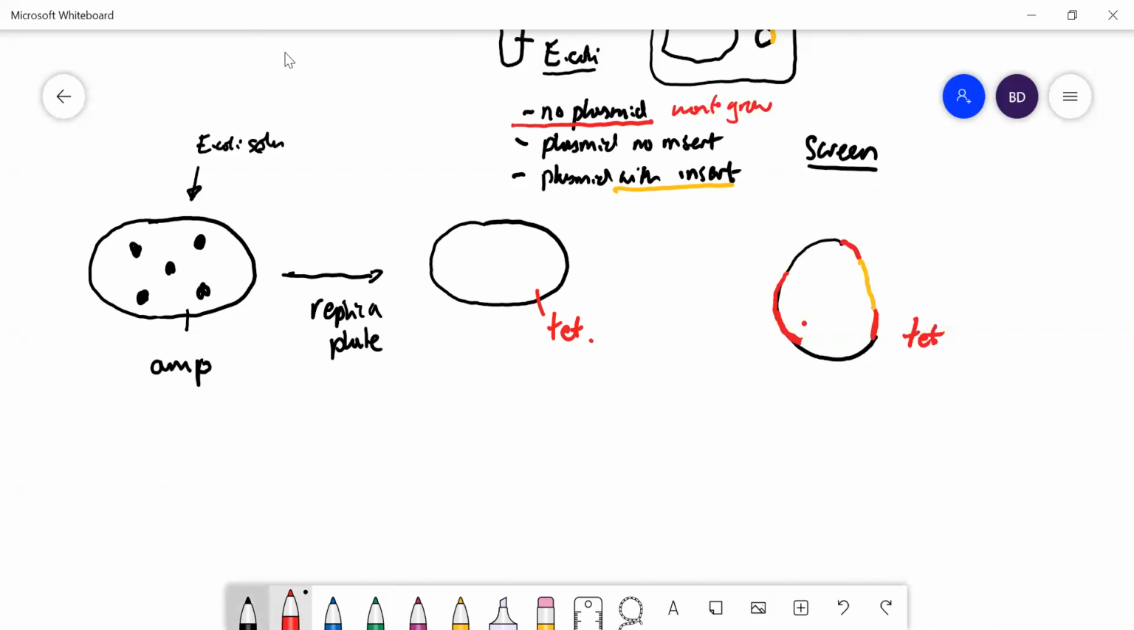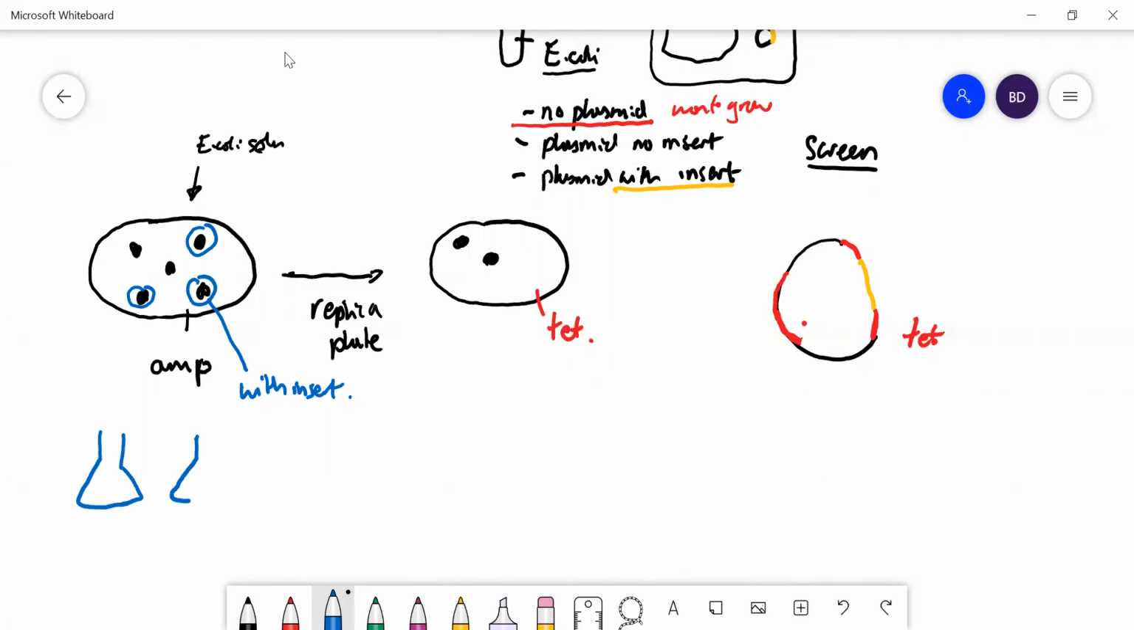So let's say that only that colony and that colony grow. That means that these 3 colonies here, that one, and that one, they don't have a tetracycline gene. So these are the ones with the insert. They're the ones we're interested in. So then you pick off those colonies one by one. I've only got 3 of them there, and so I'll draw 3 little flasks. You maybe end up with an awful lot more than that.